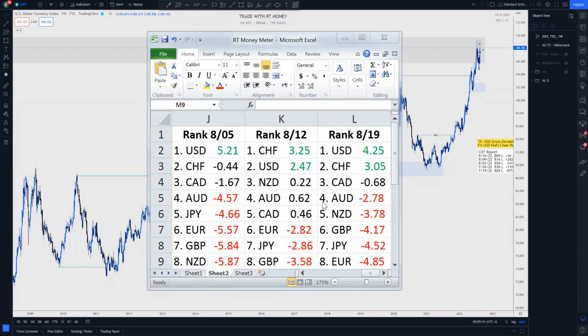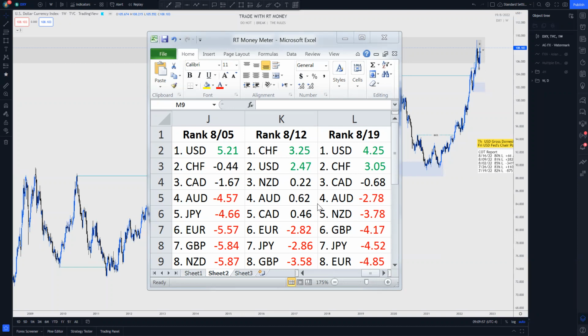All right, the number 4 position is held by the Aussie. The Aussie slid down from minus 0.62 neutral status to minus 278. All right, the New Zealand dollar, which was number 3, did the same thing from minus 0.22 last week, I meant to say 0.22, not minus, and this week is at minus 378. Both of these slid down, took a hit, right? They are trending in the down direction. So we're going to look at these. There's going to be some interesting matchups this week.